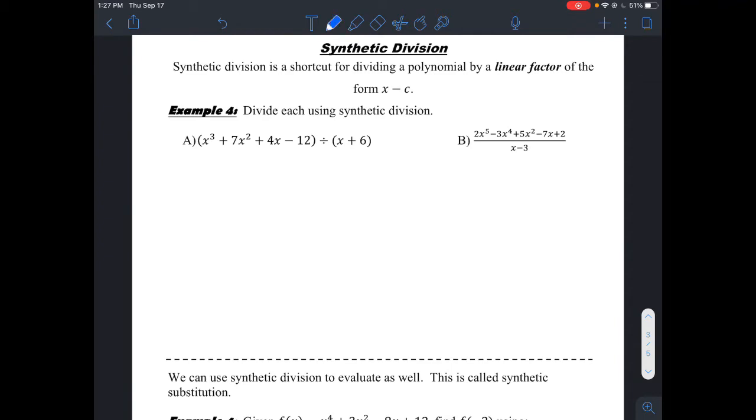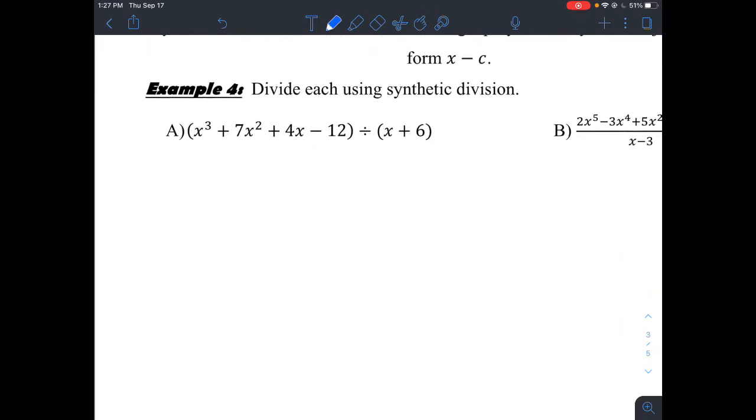So what does synthetic division look like for you that don't remember? You take what would be the 0 of this, so that would be negative 6. And make a little L here. That's not really an L. Okay, then we copy down the coefficients. So 1, 7, 4, and negative 12. Again, make sure you fill in any blanks if there are any, but there aren't any here. So we don't need to do anything with that.